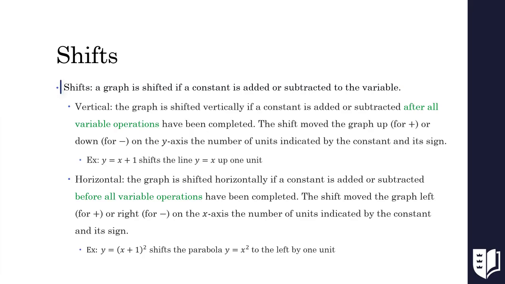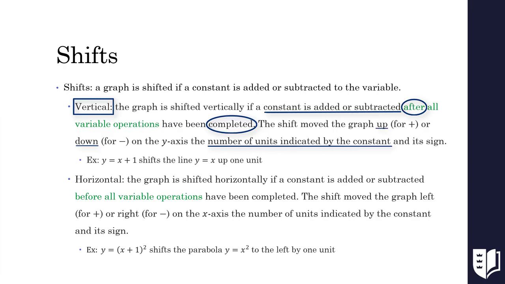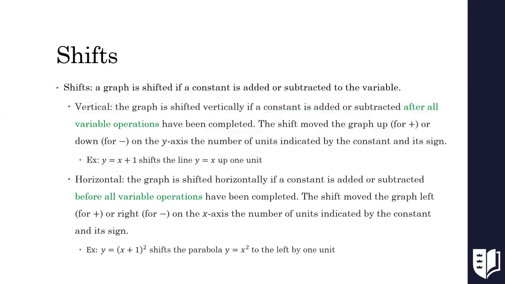A graph can also be shifted from its original location to a new one. The equation of the graph tells us how it's been shifted. Graphs with constants added or subtracted to the variable are shifted. A graph is shifted vertically if a constant is added or subtracted to the variable after all other operations have been completed. Vertical shifts move a graph up or down by the number of units represented by the constant. In the equation y equals x plus 1, the line y equals x is shifted up 1 unit.